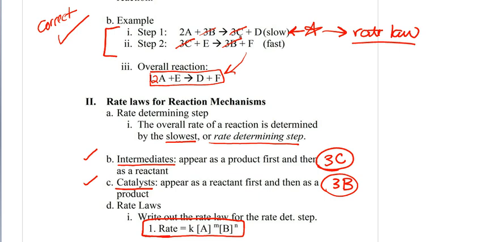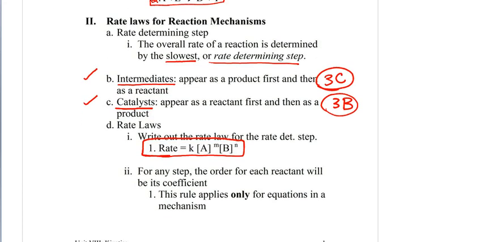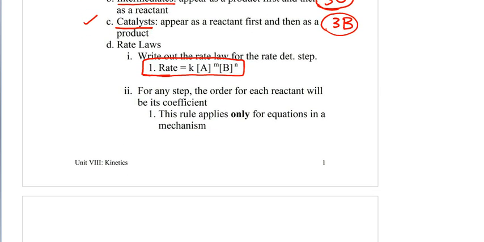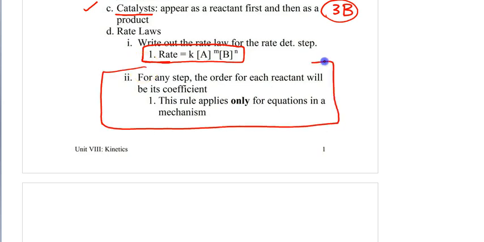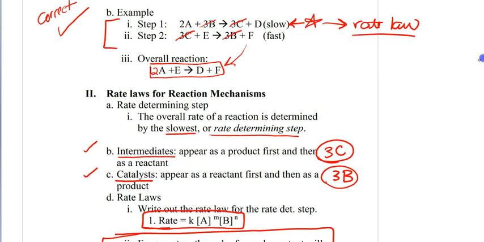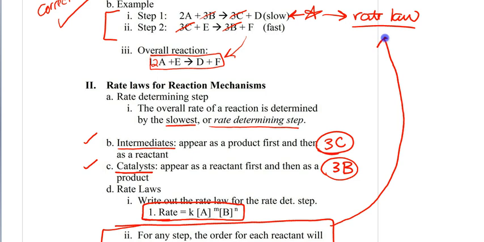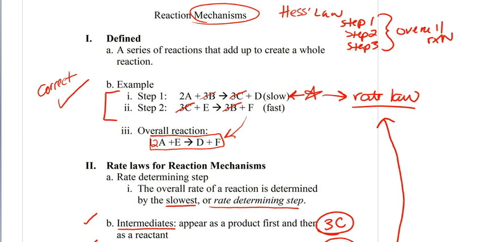So let's go through some more examples of how to determine the rate law expression. One example that I want to go through, and remember, for any step, the order for each reactant will be its coefficient. So this only applies for equations in a mechanism, and we will cover this when I go through examples of rate law in just a moment. For example, let's go back up here.